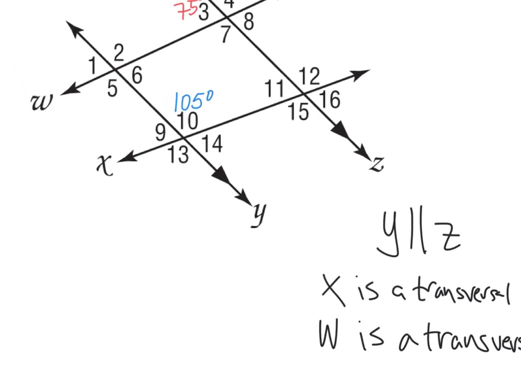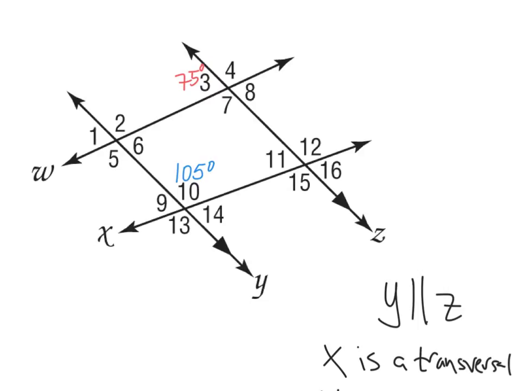Okay, so with that information, because I know that y and z are parallel, I'm going to start listing off the angles that I know are congruent and supplementary. So I know that angle 3 is congruent to angle 8 because they're vertical, so this is 75 degrees. And then I know that 8 and 11 are congruent because they're alternate interior angles, so that's 75 degrees. Okay, and then angle 11 and 16 are also congruent because they're vertical angles, okay?